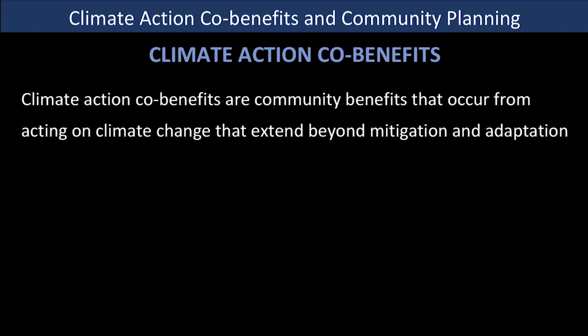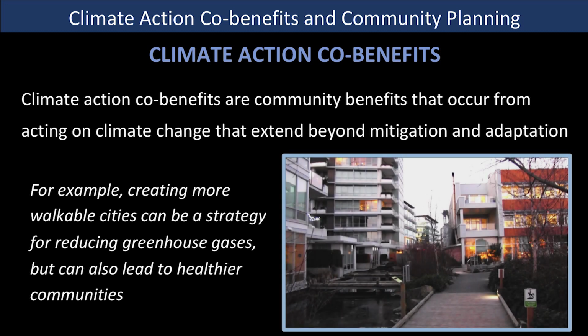In essence, climate action co-benefits are benefits that are experienced from climate action strategies that go beyond mitigation and adaptation. The example I like to use is if you make more walkable cities, then you're getting more people walking, less people driving, so that's a mitigation strategy. But you're also getting more people walking, so that's great for exercise and community health. You're also getting traffic reduction, so there's less exhaust that's going into the local airshed, which is good for air quality, which is also good for community health.